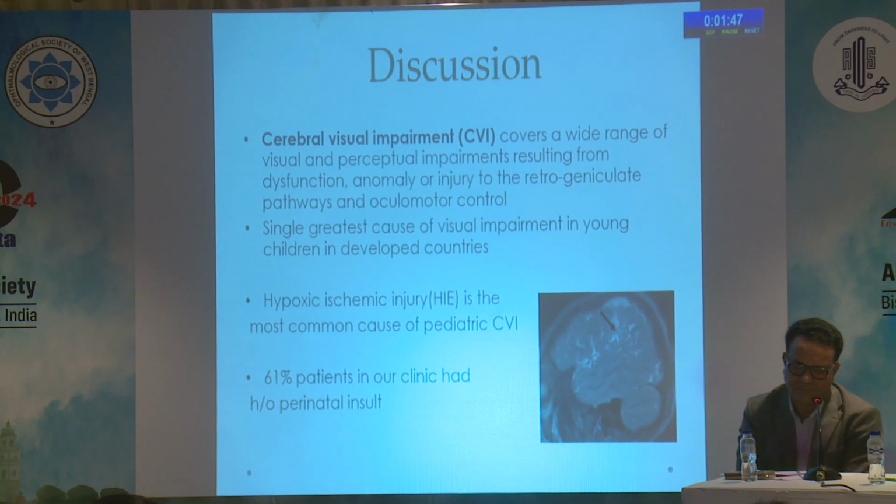Coming to the discussion, cerebral visual impairment covers a wide range of problems, which includes visual perceptual impairments resulting from dysfunction or injury to the retrogeniculate pathway. This is the single most common cause of vision impairment in young children, and the most common cause of CVI is hypoxic ischemic injury, because of which it's very important to ask for perinatal history, perinatal insult, and history of neonatal seizures or seizures in the first 6 months of life. 61% of the patients who visited our clinic had a history of perinatal insult.